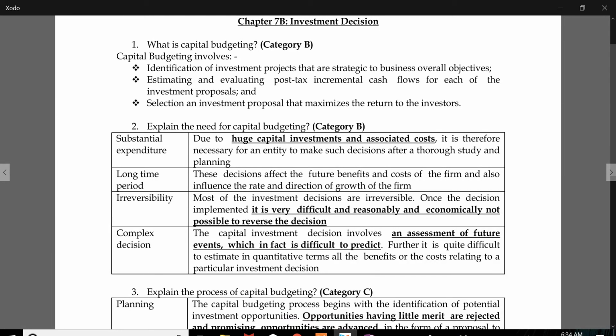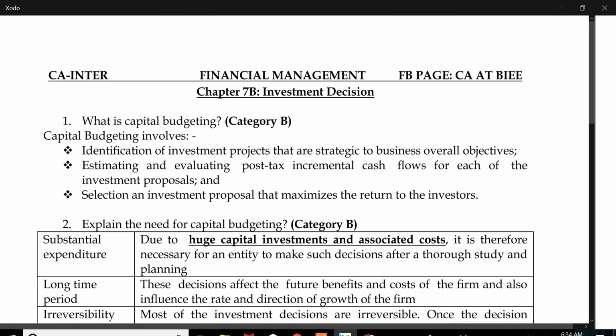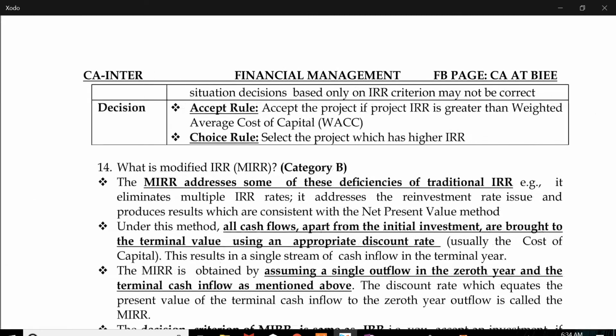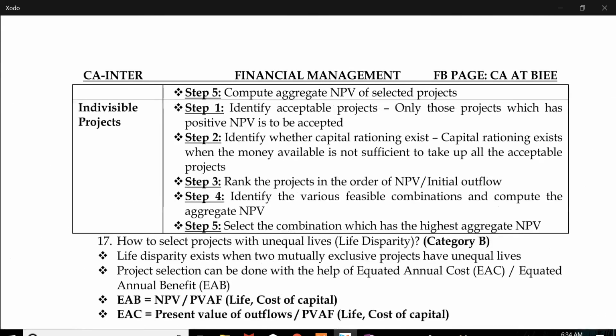Okay, good morning, friends. Let's start writing the summary of the last class. So, in the reverse order, last pages, go to the last pages of your notebook.